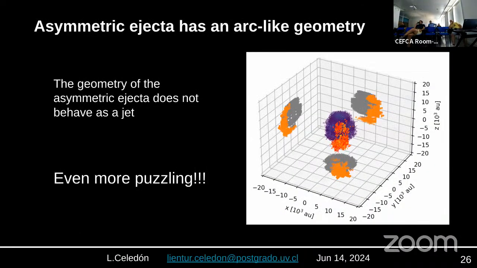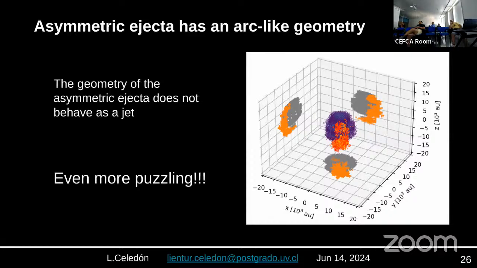Also, the MUSE data that we have shows that the asymmetric ejecta is weird not only because it is present in only one quadrant, but also because the 3D reconstruction shows that it acts more like an arc. Again, this is even more puzzling because we should expect this ejecta to behave like a cone or a jet. Instead we have this kind of arc. So we are very confused and we need to provide some answer for the origin.